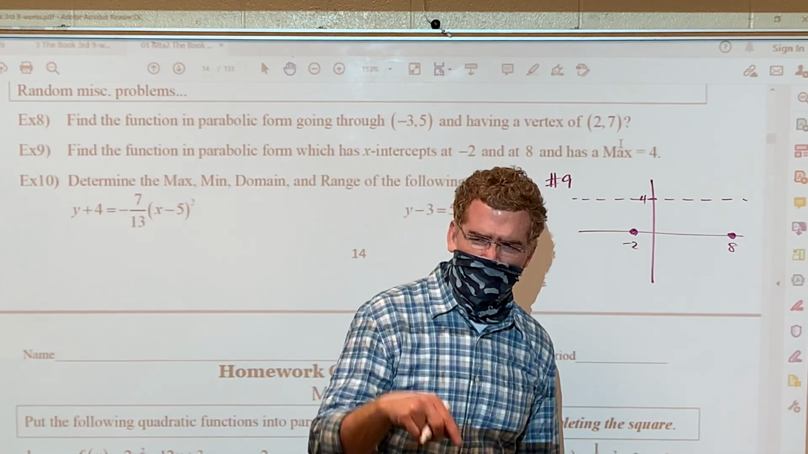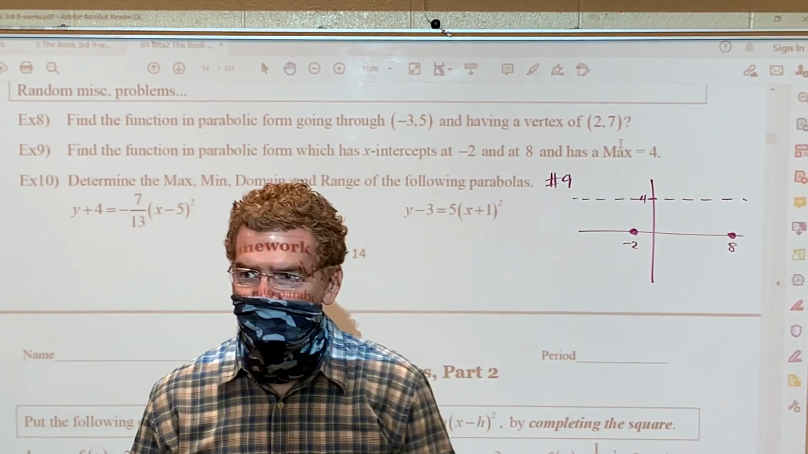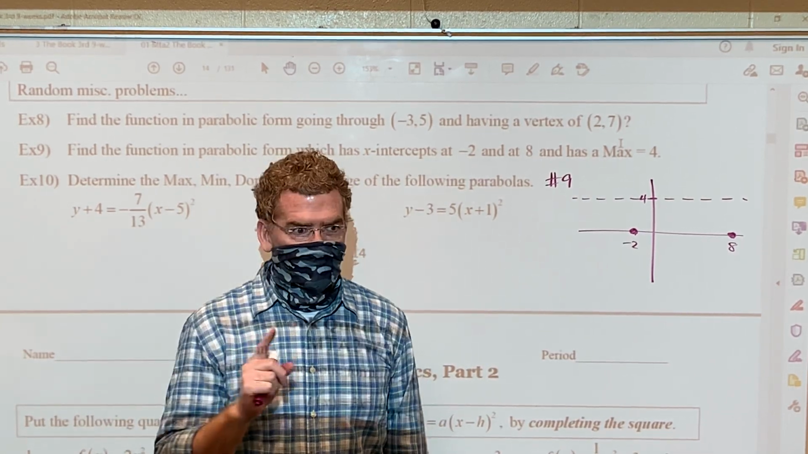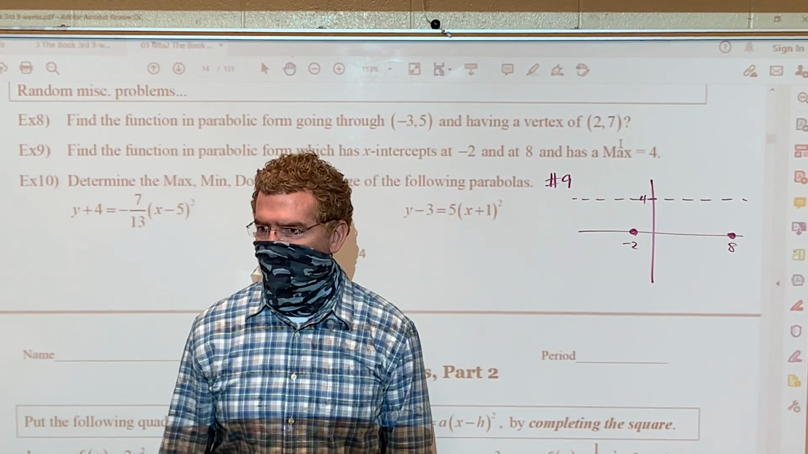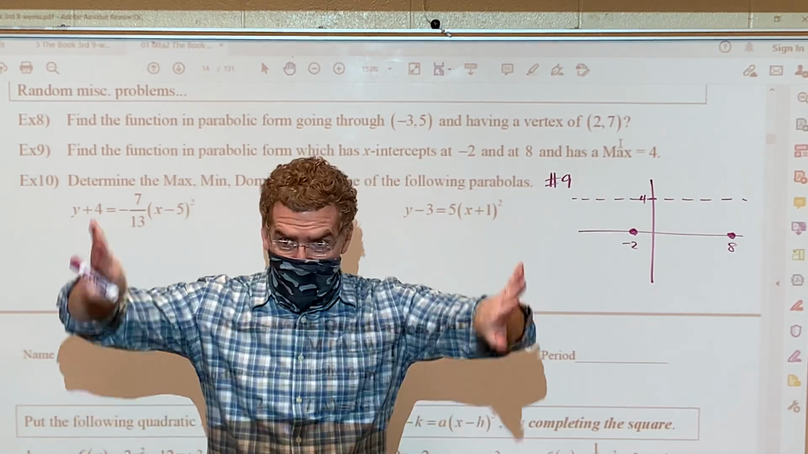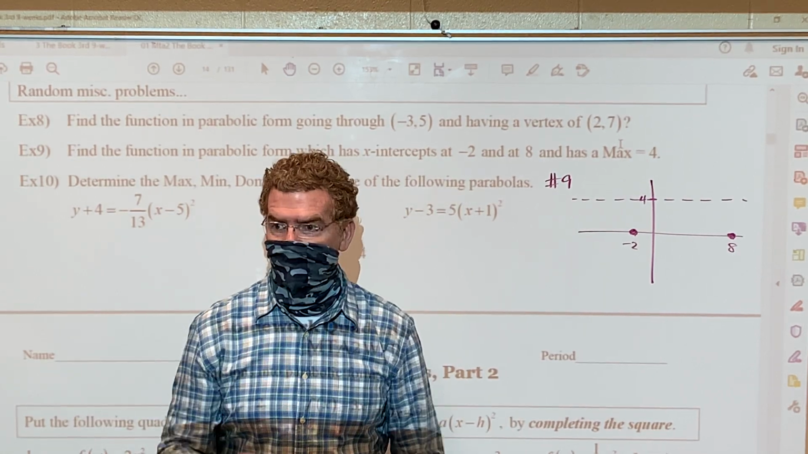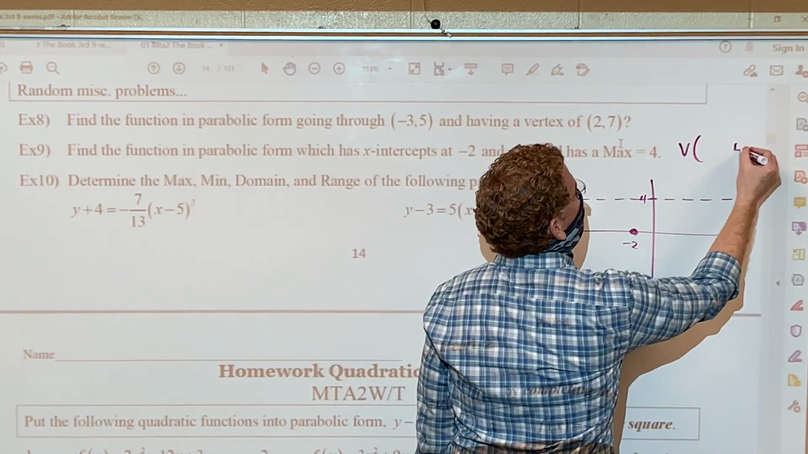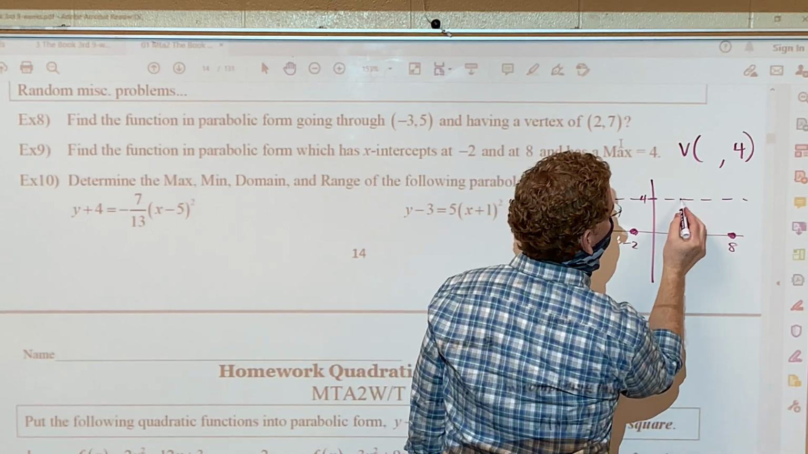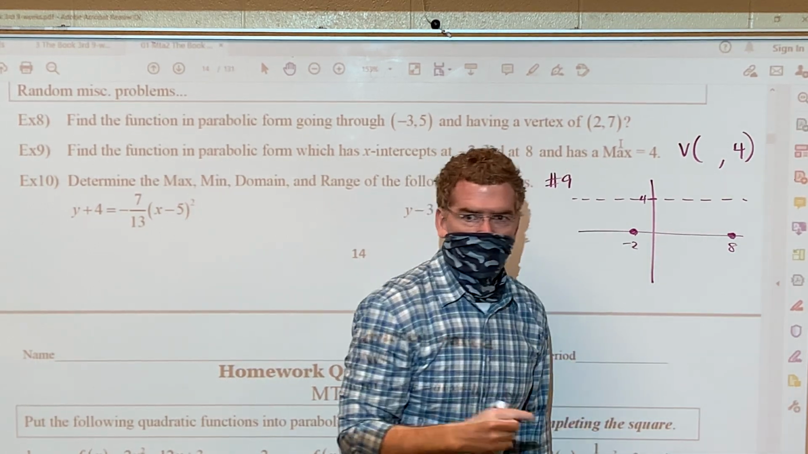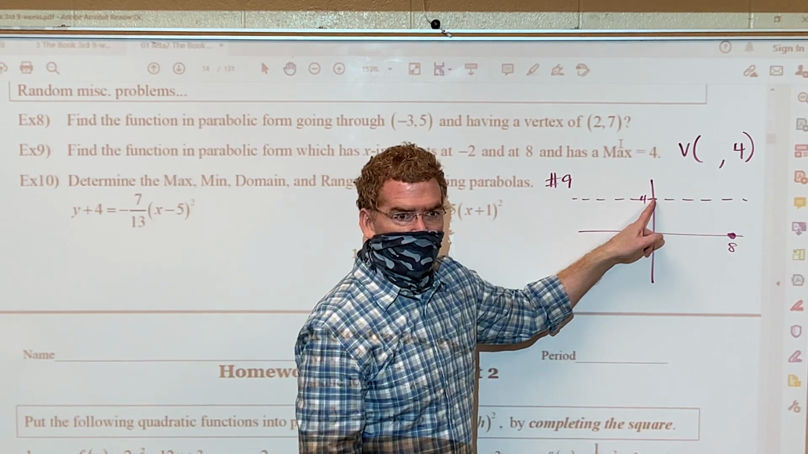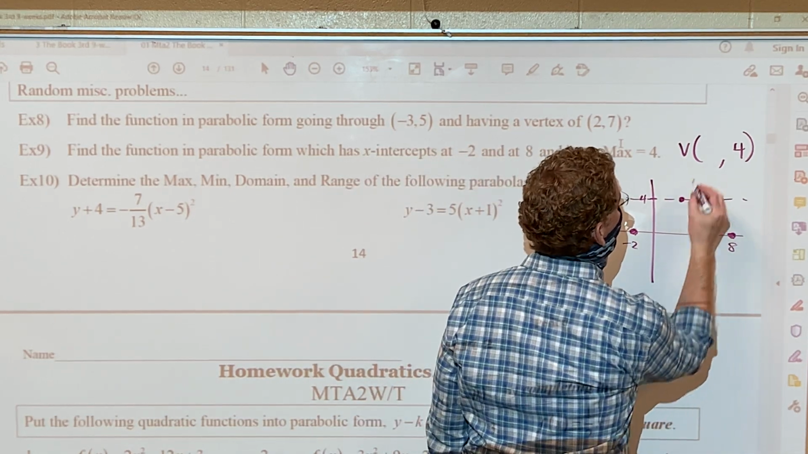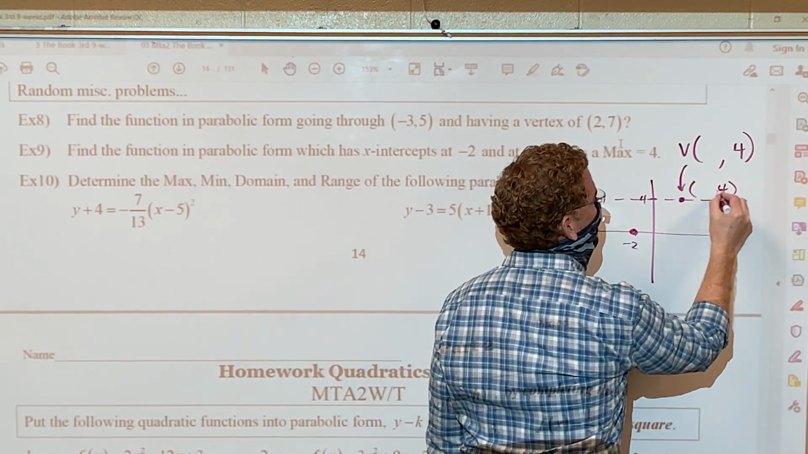And didn't we say, maybe yesterday, I might have said it in the other class, isn't the max always the y coordinate of the vertex? Because the vertex is where that max or maybe that min occurs. So if I give you a max or min, I'm giving the y value of your actual vertex. So if I have a max of 4, you know right now that the y coordinate of your vertex is 4. Where is it? Is it right there? It has to be in the middle. It has to be in between those because of symmetry, right?